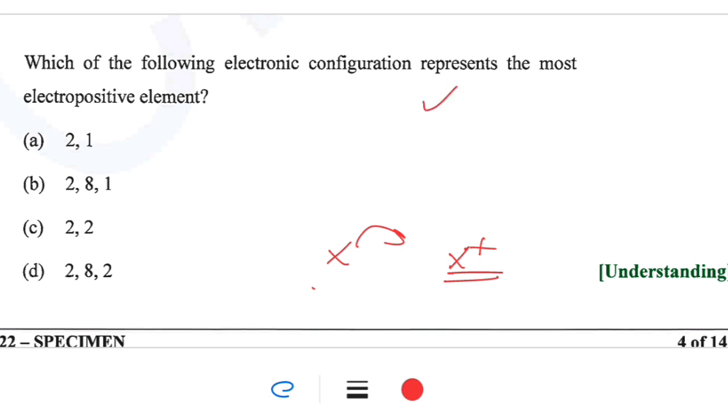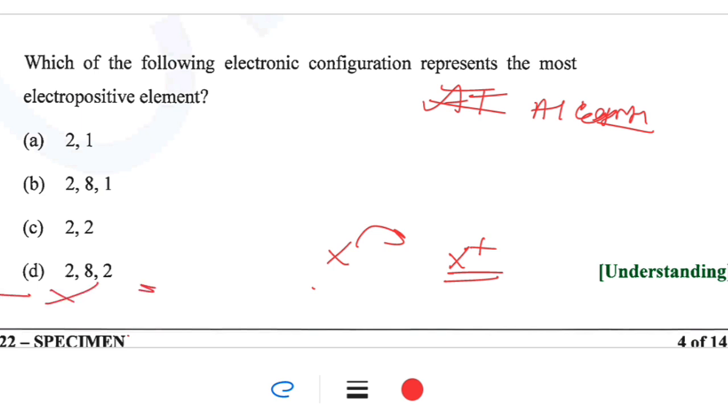If I compare alkali and alkaline earth metals, which are more electropositive? Obviously alkali metals. So by looking into the options, we can just remove two options, that is C and D. We can easily remove them.